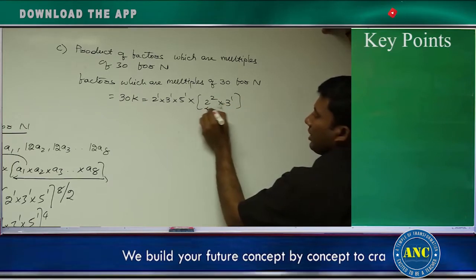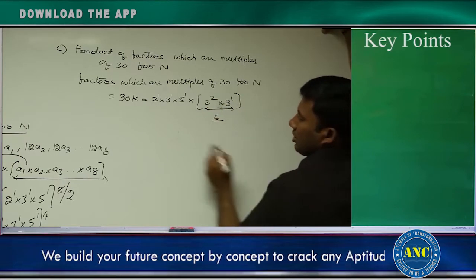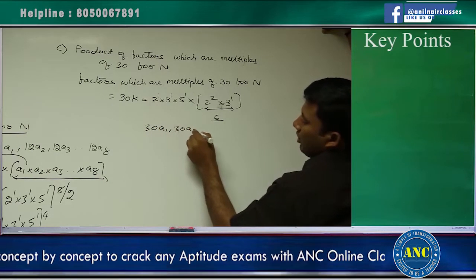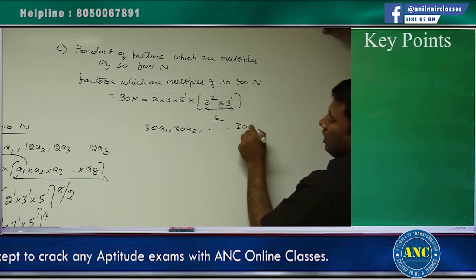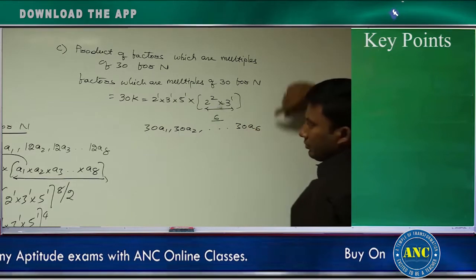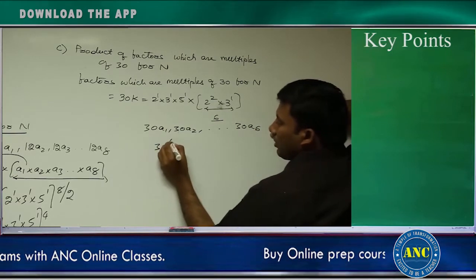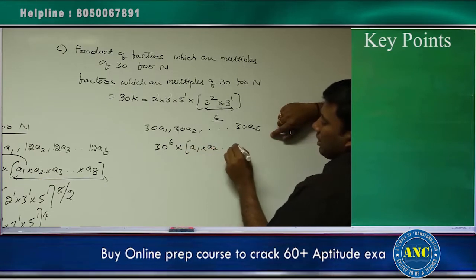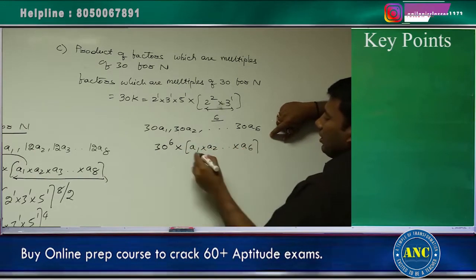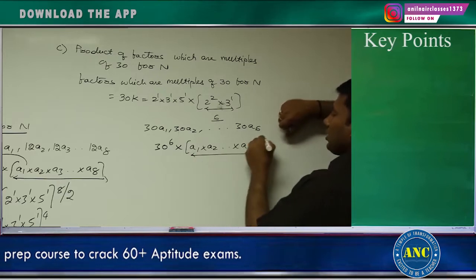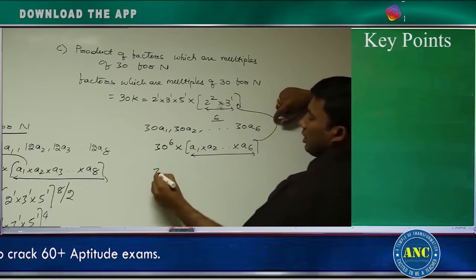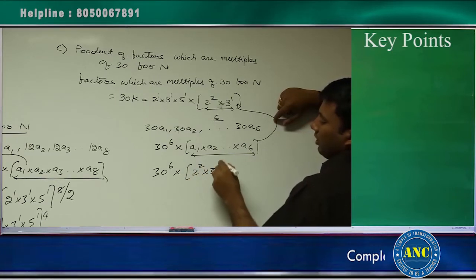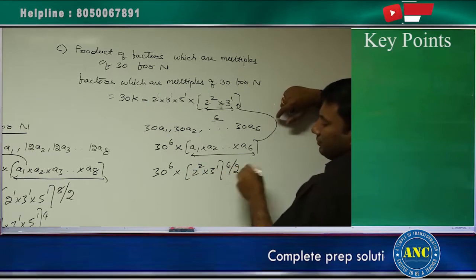So, how many factors? 3 into 2 is 6. So, I will call them 30a1, 30a2 and so on up to 30a6. 30 power 6 into a1 into a2 till a6. And a1 into a2 and so on up to a6 is (2 square into 3 power 1) power 6 by 2.